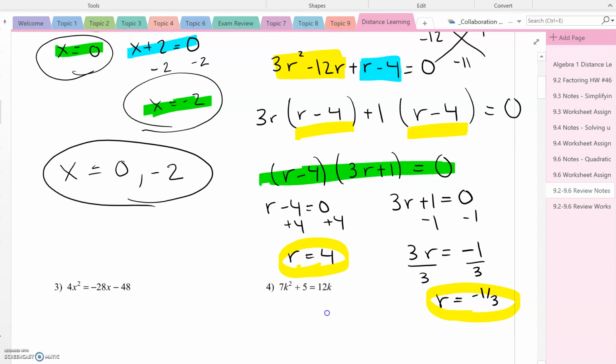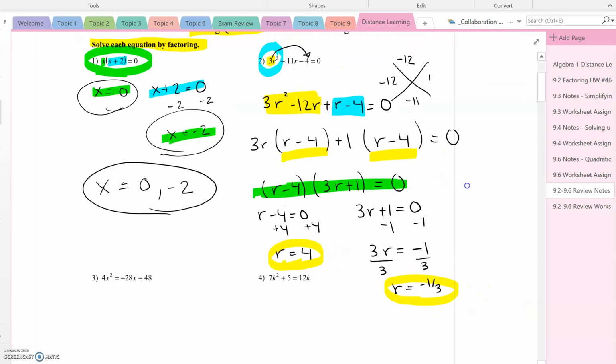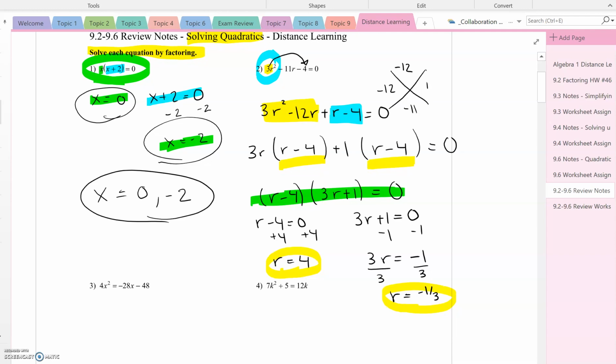So those are 2 examples for factoring. I will start another video to answer questions 3 and 4, which also deal with factoring quadratic equations.